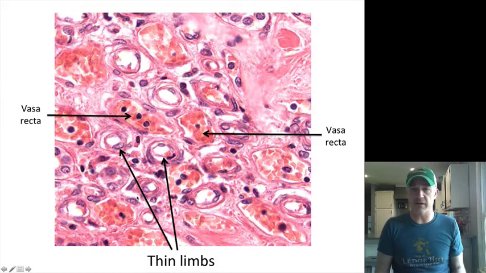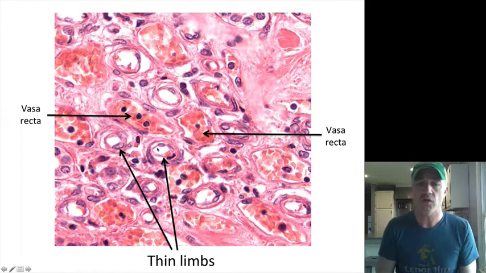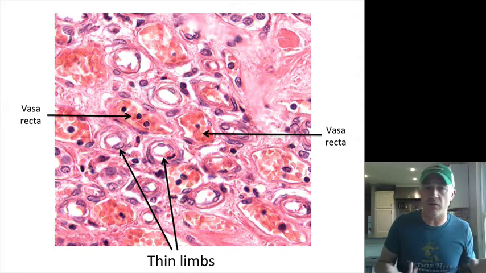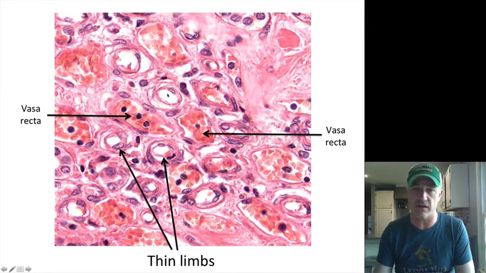If we look at these under the microscope, you can see these small little circles here with single cell walls of simple squamous with lots of blood vessels surrounding them. Those would be those thin parts of the loop of Henle. Probably the one part of the loop of Henle I might make you take a look at and be able to identify, but you can see there's another one right up there.